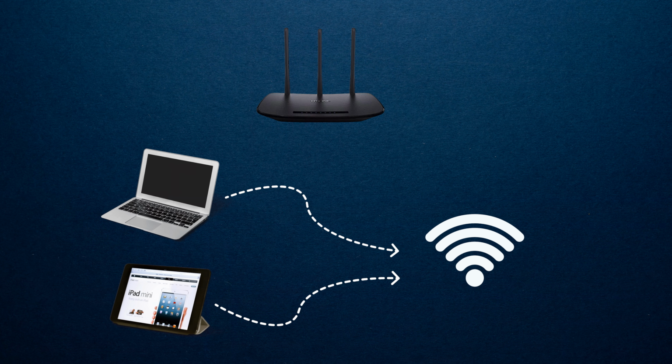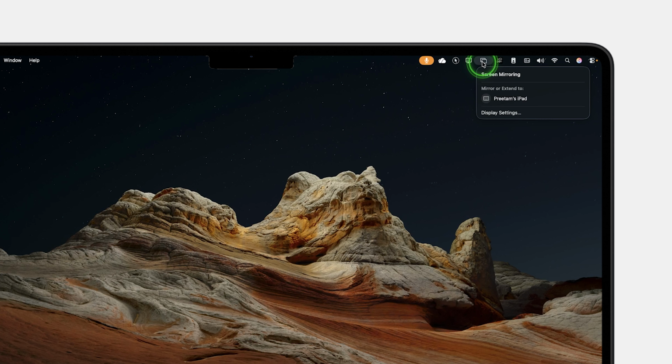Once both are on the same network, you simply go here on the top and you see the mirror option which will show your iPad. Now all we need to do is simply click on it, and as soon as you click on it you will see the option of how you would like to use your iPad, and here I can see I am able to use it as an extended display.